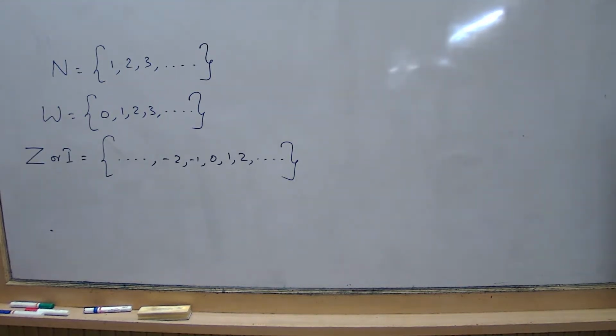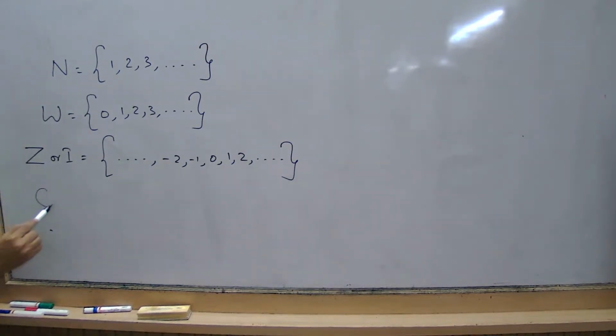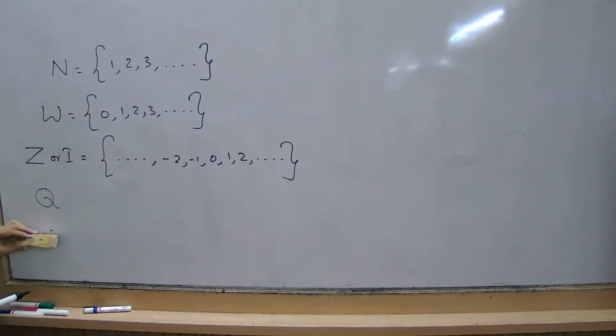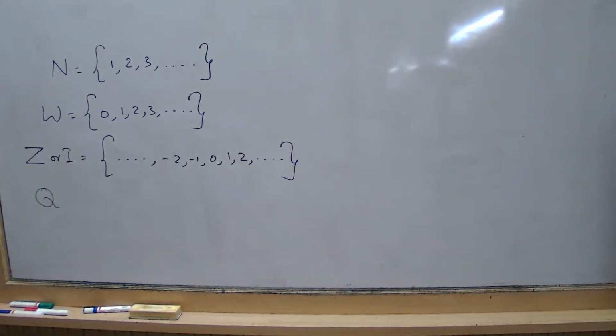2 by 5 is a rational number. All integers are also rational numbers. 5 is a rational number because 5 can be written in the form P by Q, and it can also be written in decimal form. Rational numbers are denoted by the letter Q.